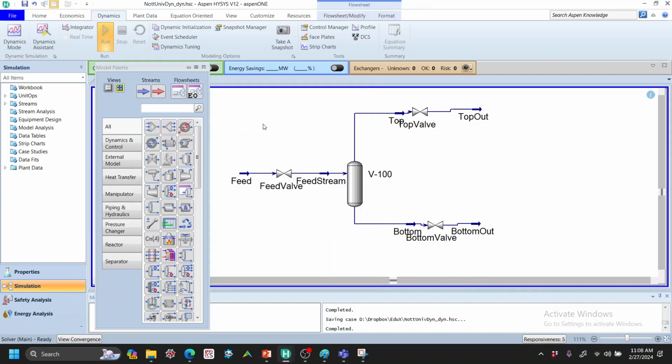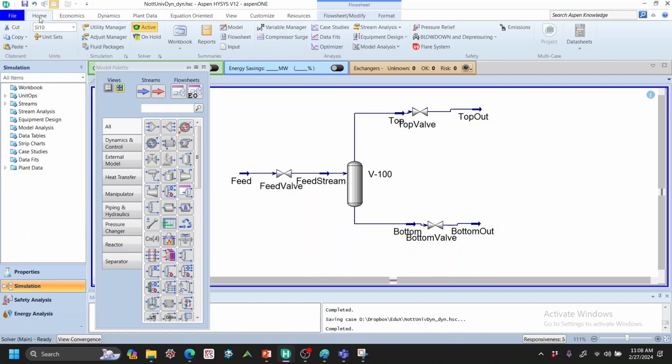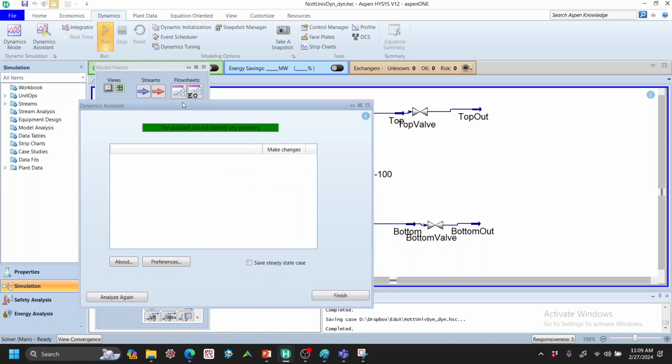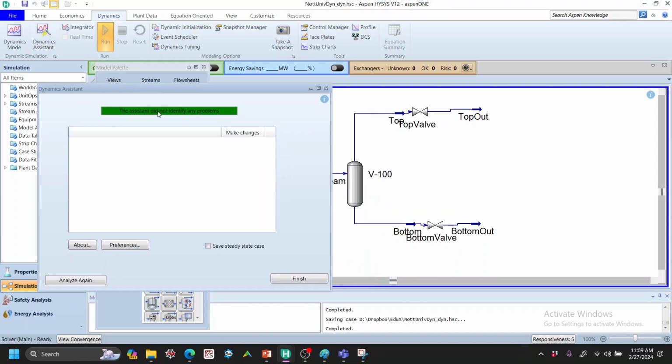This one, dynamic assistant. If you go to dynamic, we are typically in the home page. We go to dynamic, and then you have this dynamic assistant. If you click this, it should give you a no problem warning, I mean, this remark in green. If you have a problem, that means you must have missed some of the steps. Let me know, and then we can solve it together.